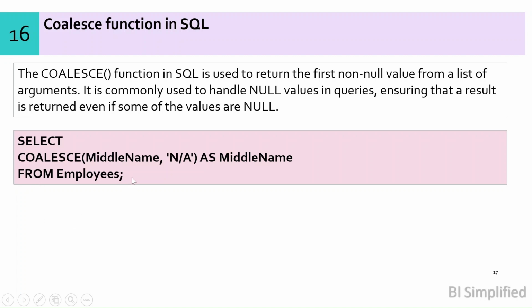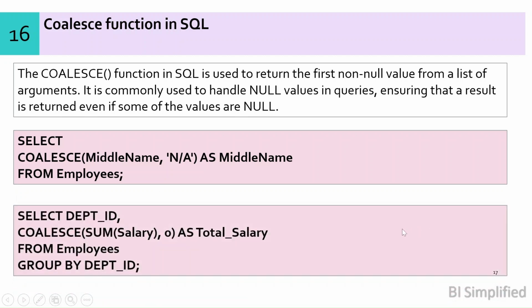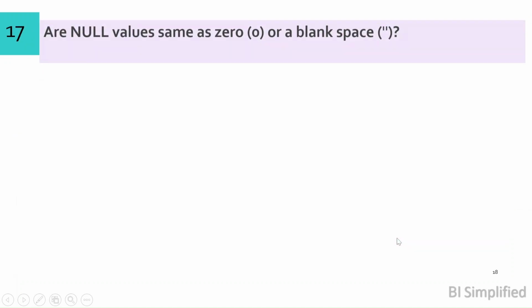Select coalesce function, middle name, comma, NA as middle name. So if this middle name is null, that null value will be replaced with NA. Again, another example. Select department ID, comma, coalesce function, sum of salary, comma, 0 as total salary. So what coalesce function will do is it will replace the salary with 0 whenever the salary is null. Moving on to our next question.